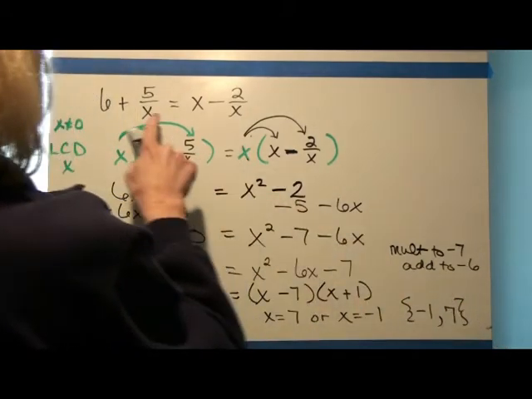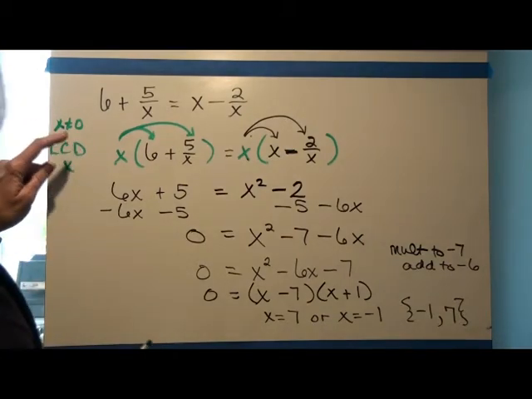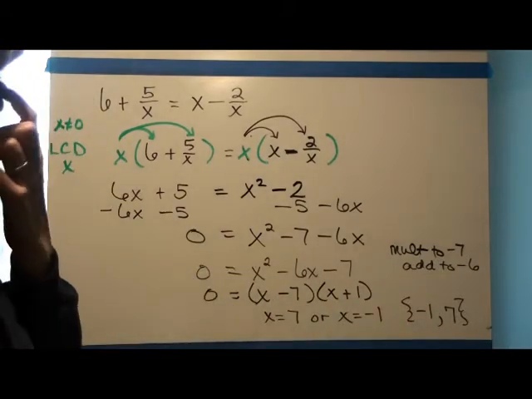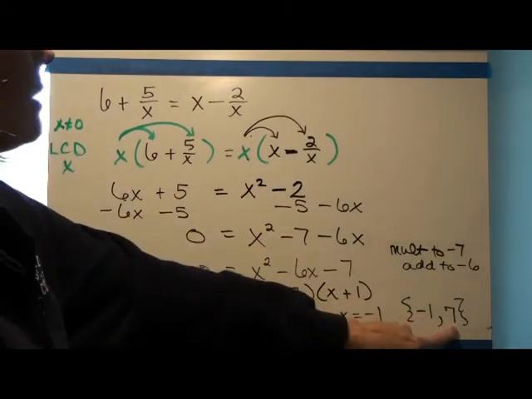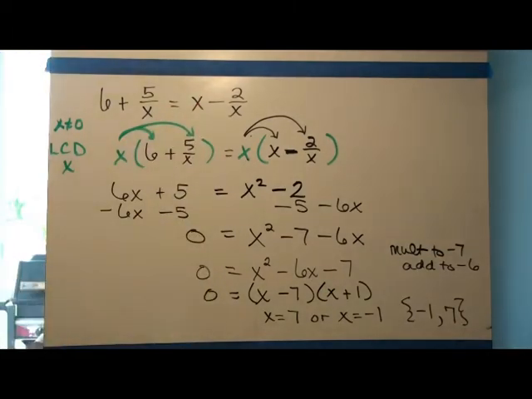Neither one of these will make my denominator equal to 0. I only had that one restriction at the beginning. So this is my solution set to this equation. Both the negative 1 and the 7 will make this equal. Now let's move on to example 3.